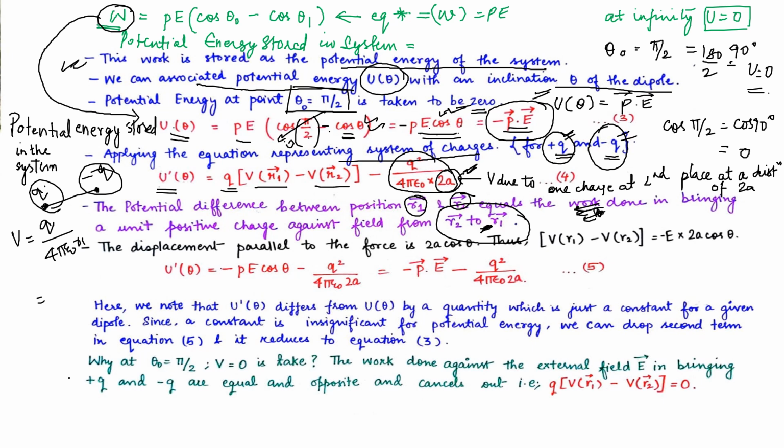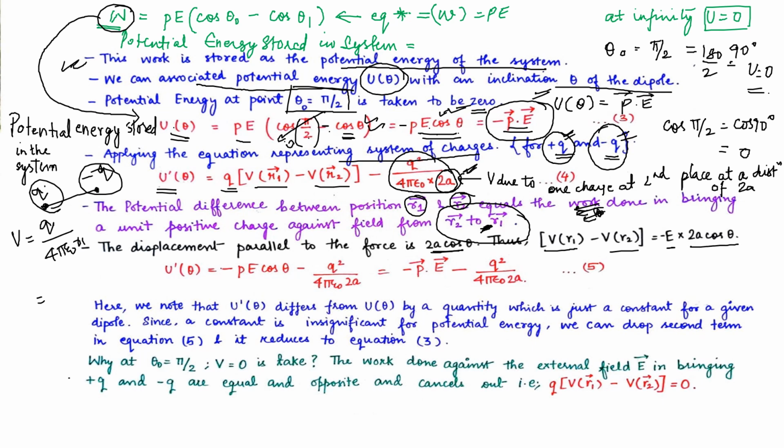Now, how do we find the potential difference of a system? In that particular system we will introduce a test positive charge, and whatever amount of work we need to do to bring that test positive charge into the system will give us the potential. We know work done equals charge into potential, and from this basic information we can find out how much potential is produced due to the system. Now the displacement parallel to the force is 2a cos theta. Thus V at r1 minus V at r2 will give us E into 2a cos theta.